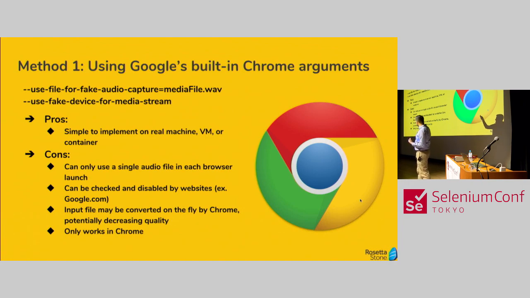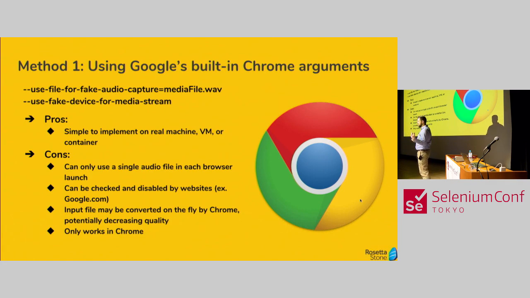That use-fake-ui-for-media-stream argument is to suppress the dialogue that asks you permission to use the microphone, so that just suppresses that. So the pros to this are that it's very simple to implement within your framework, but there are a lot of cons, in my opinion.